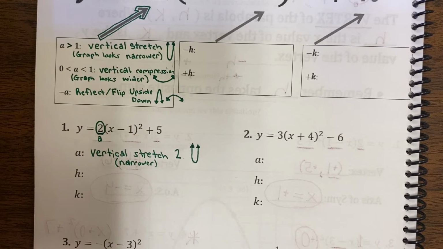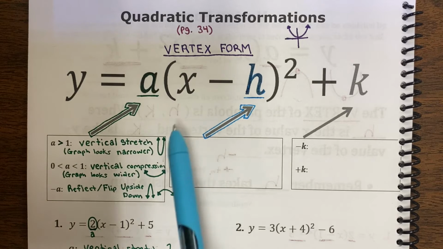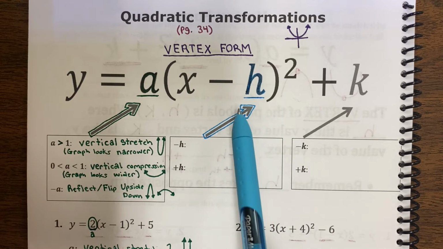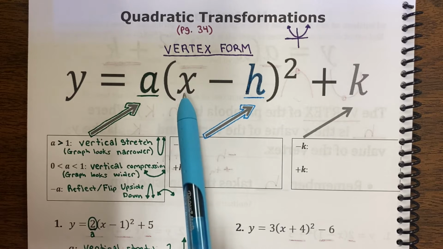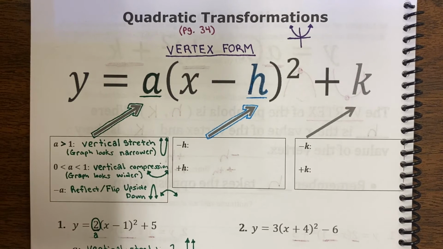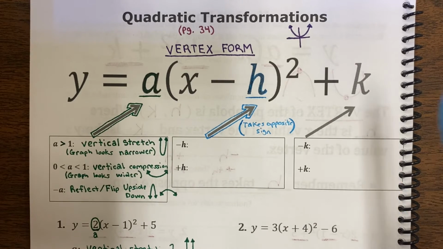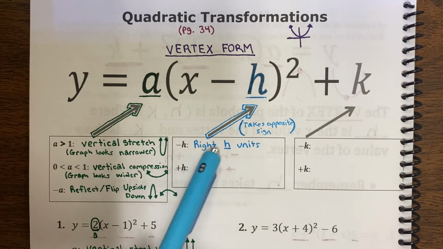So now let's figure out h. H is going to tell us about the x-axis. So you'll notice x minus h. So that means that h is going to be affecting the x values. So it is going to change whether we're moving left, right, or staying still. Something you'll remember about h is that it takes the opposite sign. So if the equation says minus h, it's going to be moving right.